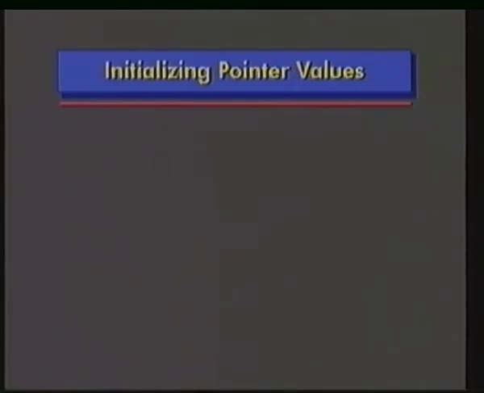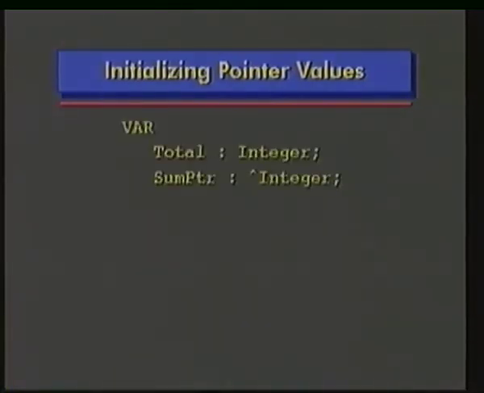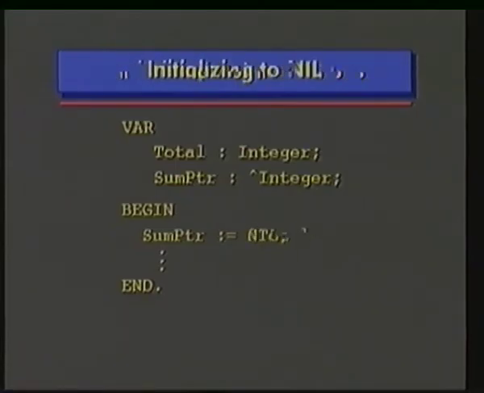Like any other kind of variable, a pointer variable must be initialized before it can be used. Otherwise, it could contain useless data or garbage. In this example, we assign the address of the variable total to the pointer variable sumPointer using the @ operator. We could also have used the adder function, which does the same thing.